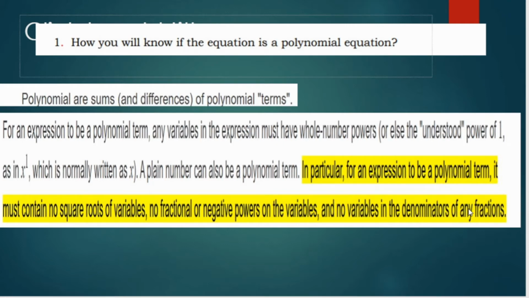the denominators of fractions. Ibig sabihin, titingnan lang natin na dapat lahat ay positive ang exponent ng variable. At kung ito ay merong square root, nasa radical sign ang variable, o kaya ay may negative ang exponent, o kaya ay fractional exponent, at ang variable ay denominator, ito ay mga indikasyon na ang given is not a polynomial equation.